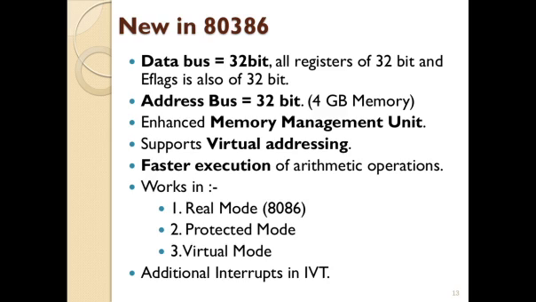80386 operates in 3 modes: real mode, protected mode, and virtual mode. It has additional interrupts in the IVT. So IVT is the interrupt vector table where some additional interrupts are supported.